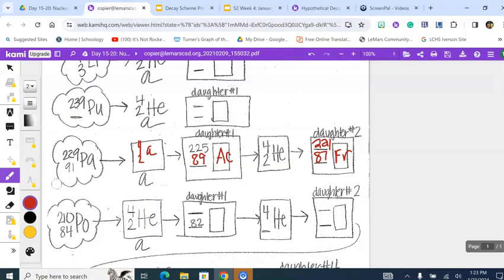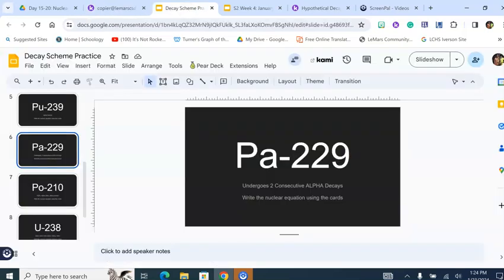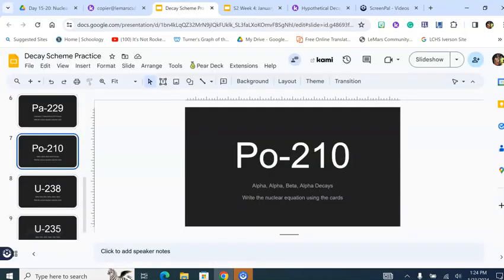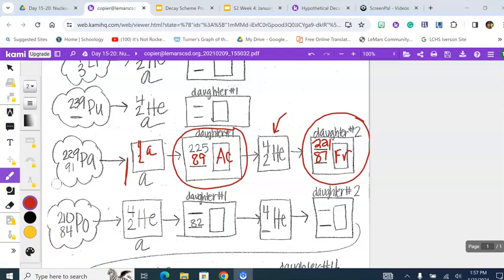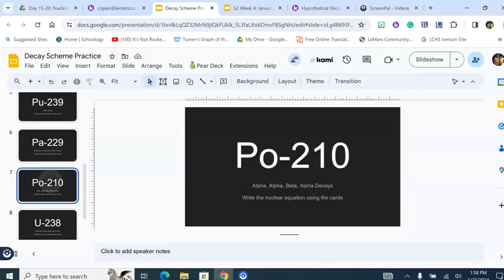Here's what you should have. Here is your daughter. Then you alpha decay it again. Here is your next daughter. Okay, now go to polonium 210. So the next one you want to go to is polonium 210, and if you see, it's got an alpha-alpha, beta-alpha decay.